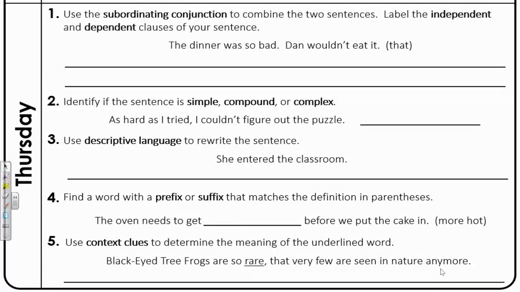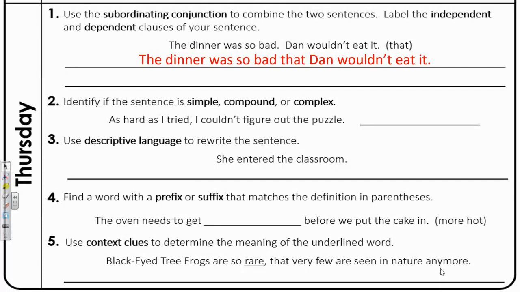The dinner was so bad that Dan wouldn't eat it. I think that makes perfect sense. That's the one I'm going with. So the dinner was so bad that Dan wouldn't eat it. Perfect. Pretty simple. Just added the word that in there. Now we have to find and label our clauses.